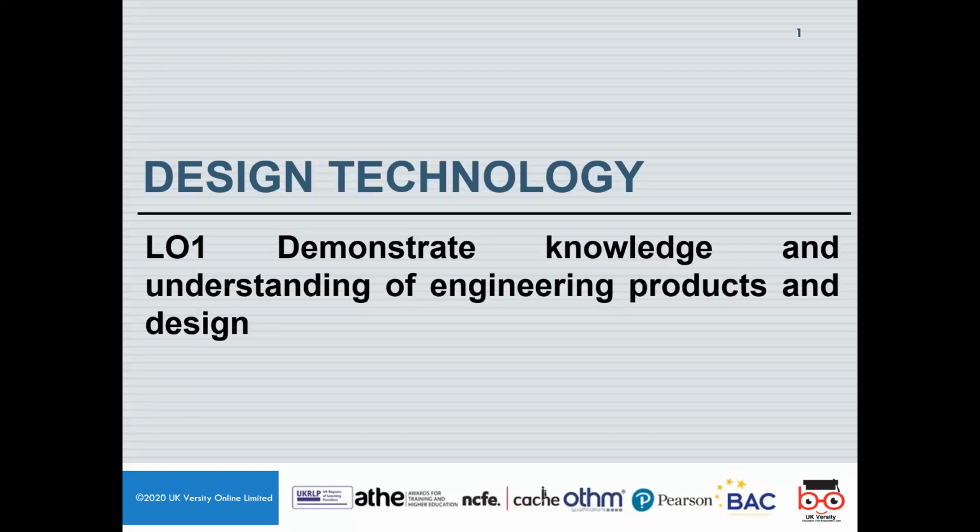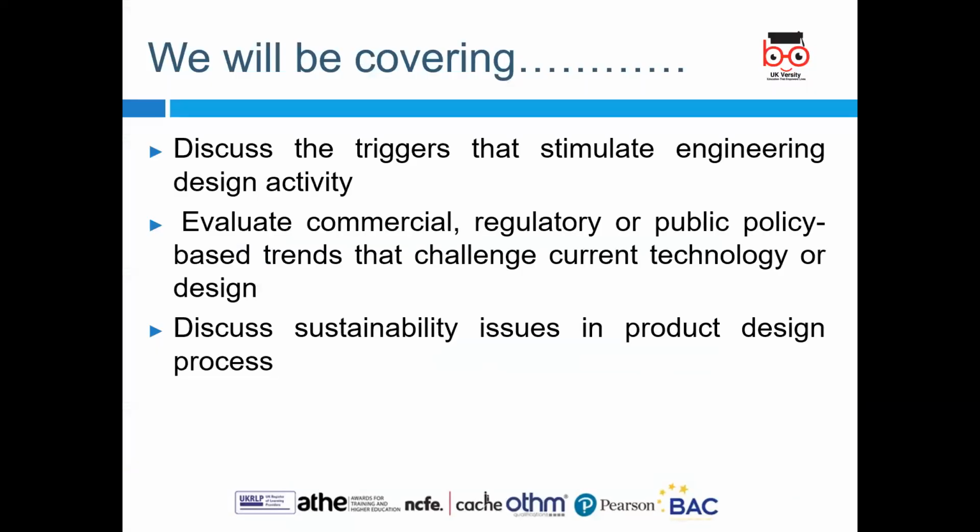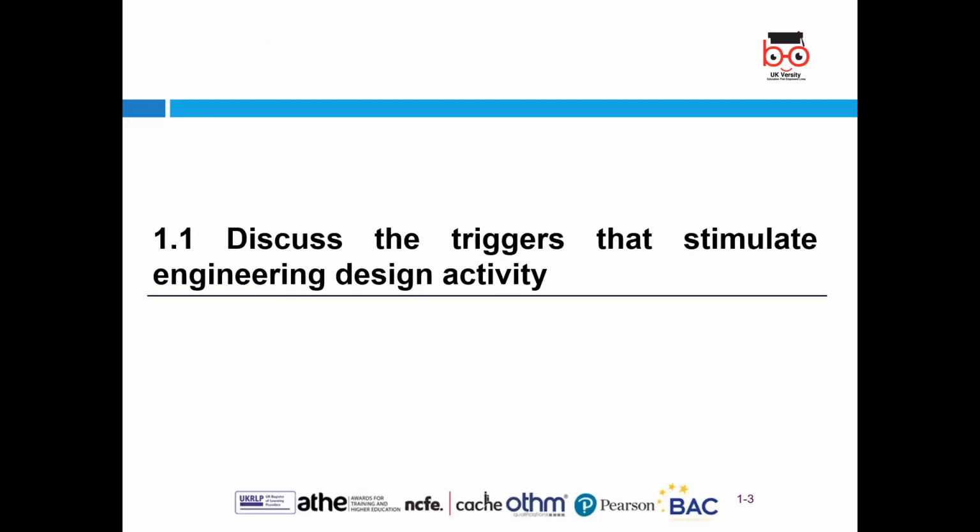So today we will cover the learning outcome 1 of design technology, which is to demonstrate knowledge and understanding of engineering products and design. So in this session, we will be covering: discuss the triggers that stimulate engineering design activity, evaluate commercial, regulatory, or public policy-based trends that challenge current technology or design, and discuss sustainability issues in product design process. So the first learning outcome is to discuss the triggers that stimulate engineering design activities.